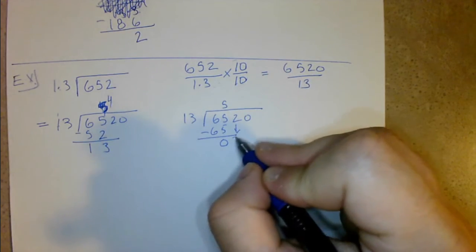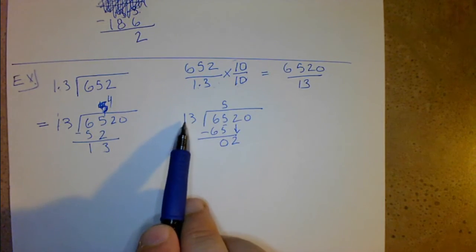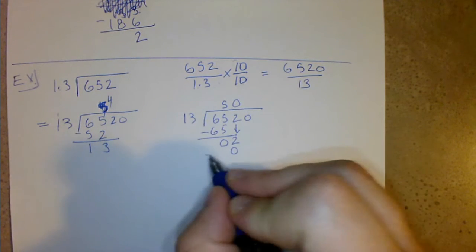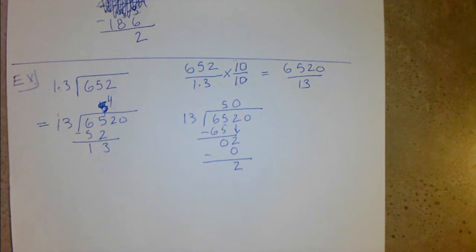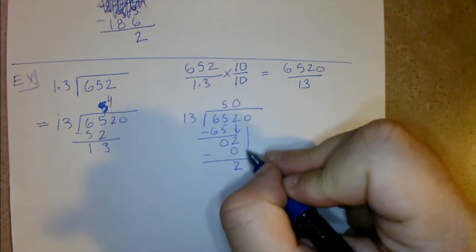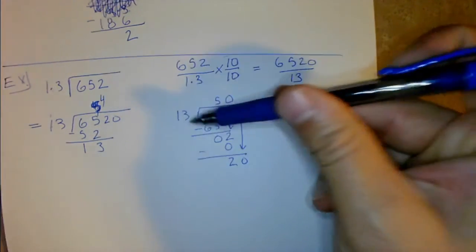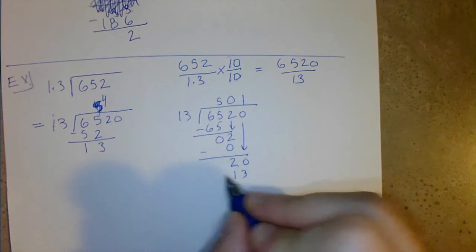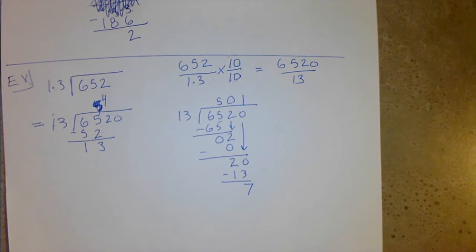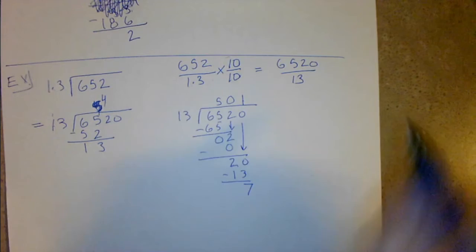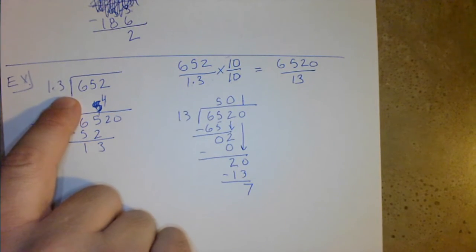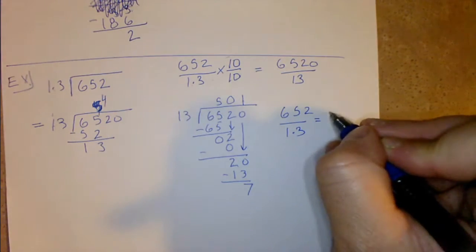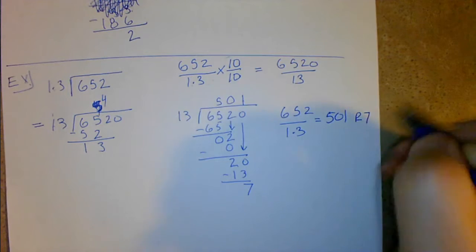I bring down my 2. Now, how many times does 13 go into 2? It doesn't. 0 times 13 is 0. Subtract and I get 2, which is totally fine because 2 is less than 13. I bring down this 0. 13 goes into 20 one time. 1 times 13 is 13. Subtract and I get 7. And 7 is my remainder. And so I'm going to write this in terms of the original problem. 652 over 1.3 is 501, remainder 7.